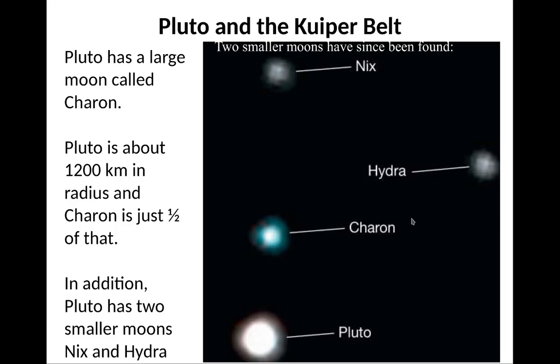Pluto has a large moon called Charon. So Pluto is about 1,200 kilometers in radius, and Charon is just half of that size. All right, so Pluto shares a distinction with Earth of having a large moon compared to its size. Right, the only other system which has that. In addition, Pluto has 2 smaller moons known as Nix and Hydra.